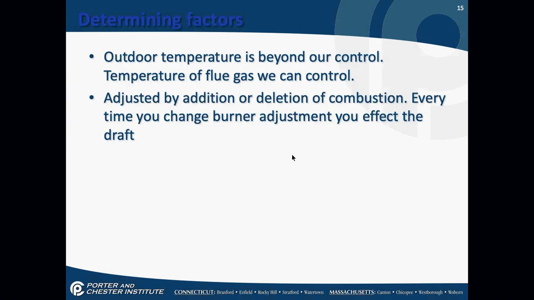We adjust that by the addition or deletion of combustion, which basically means we can add fuel, we can remove fuel, we can adjust the air that's being pulled into the burner. Every time you change a burner adjustment, you affect draft. So when you change a nozzle, when you adjust the air, when you clean the burner, when you adjust the electrodes, every time we change a burner adjustment, you're going to affect draft.